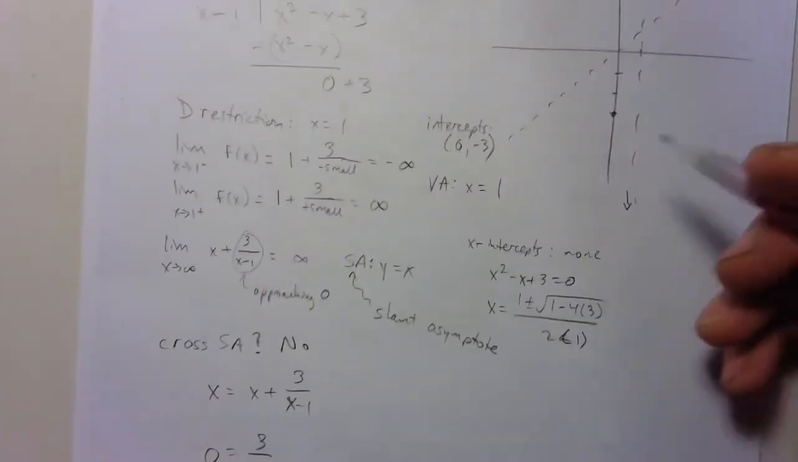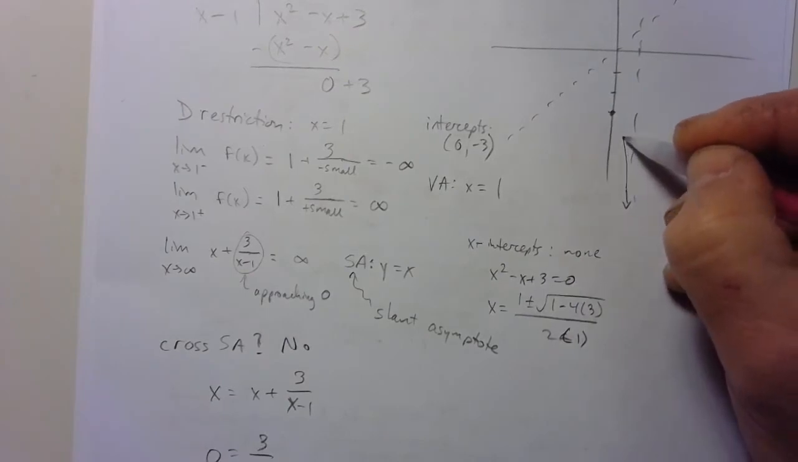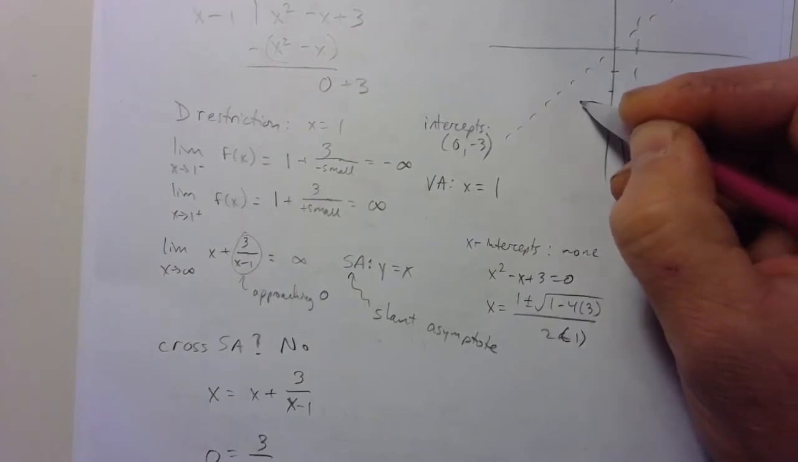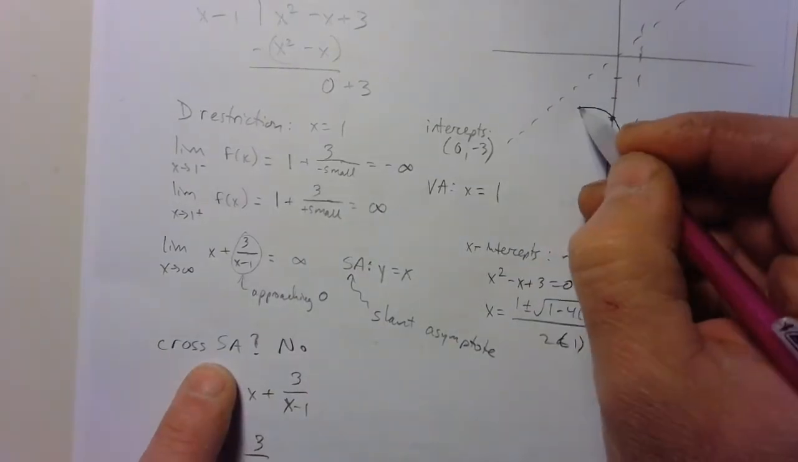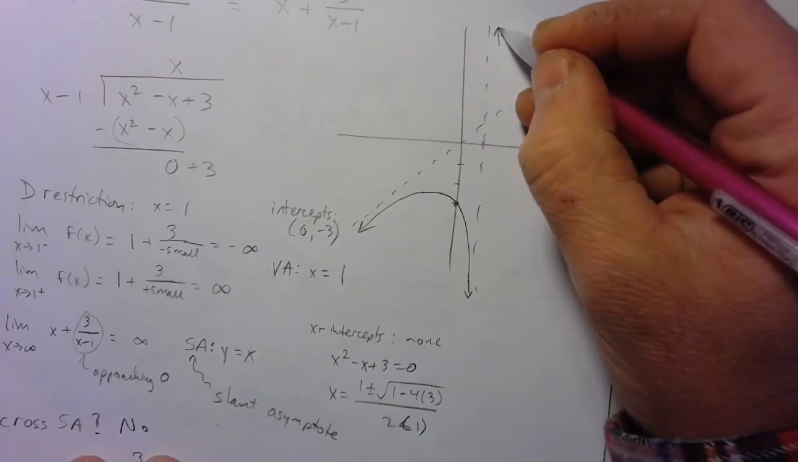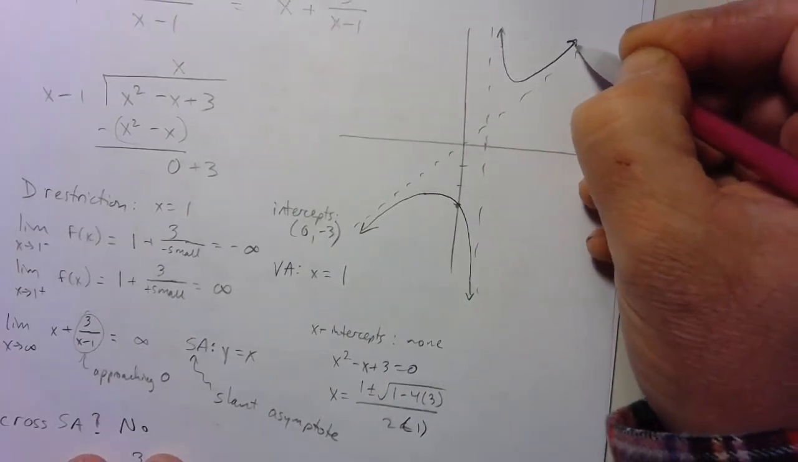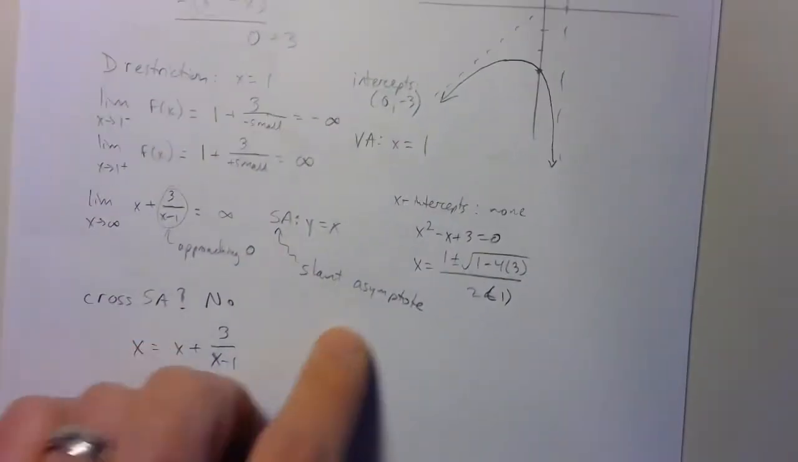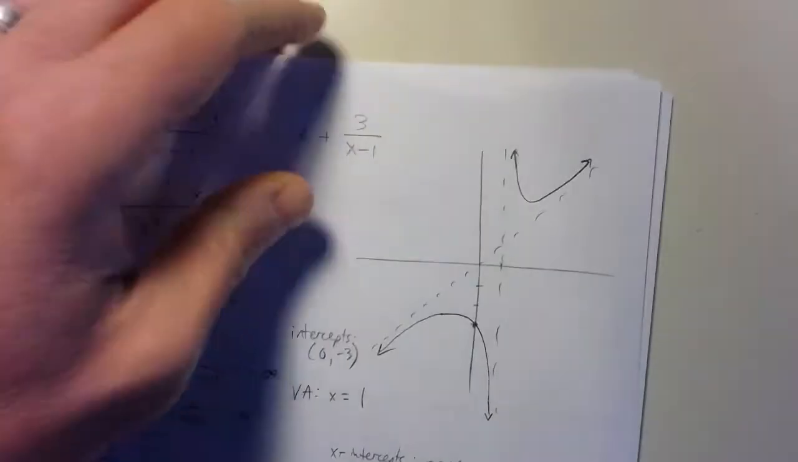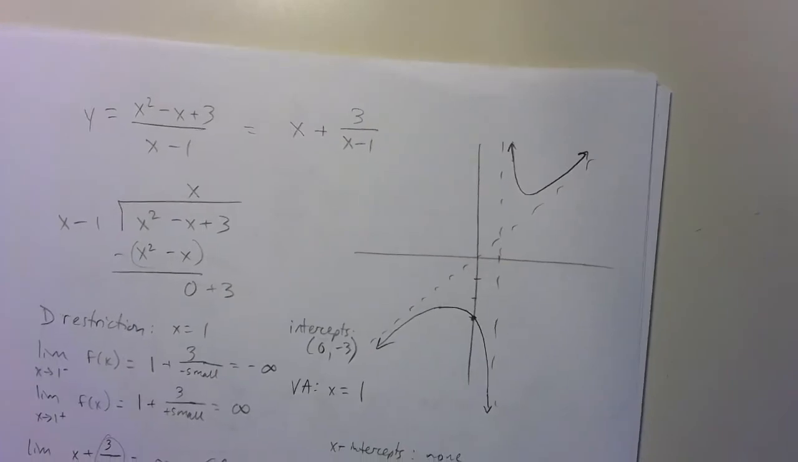So let's take a look at our graph now. Now this coming down. Okay, we know it can't cross over the slant asymptote, so it's going to stay over here. It's going to be here. From our limits, we know it's up here. Again, we know it cannot cross the slant asymptote, so it's going to stay right here. Notice how this corresponds with the fact that we said there's no x-intercepts. Our graph has no x-intercepts, so we're all set with that one. Okay.